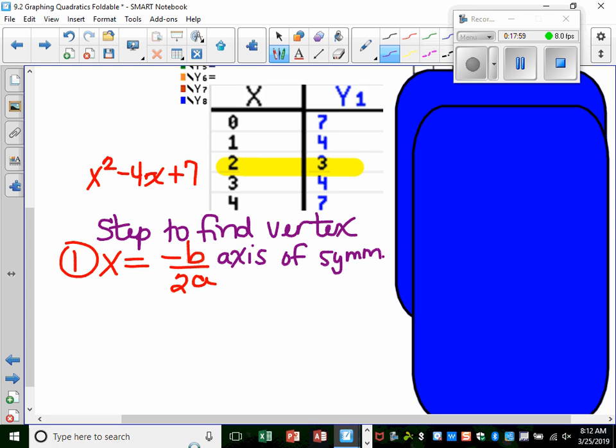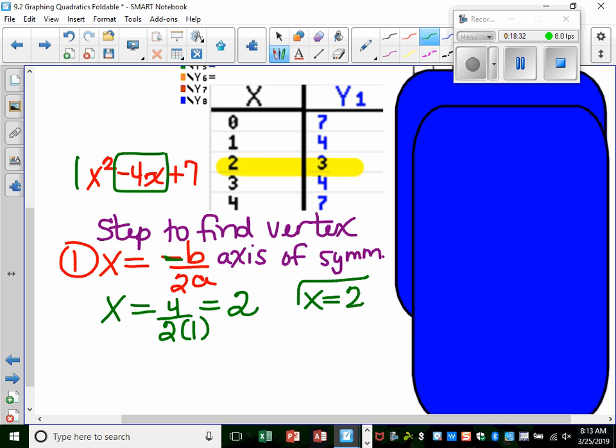So here we go. x equals, here's your b term. This is saying take the b term and multiply it by negative, so it's going to make it positive, over 2 times the a term. Your a term is 1. So what is 4 divided by 2? 2. If I simply asked you for that answer, you would stop right there and say the axis of symmetry is x equals 2. That's what cuts the parabola right in half.